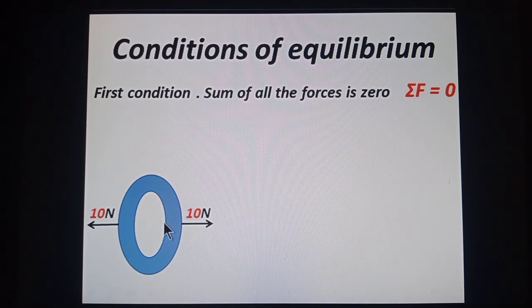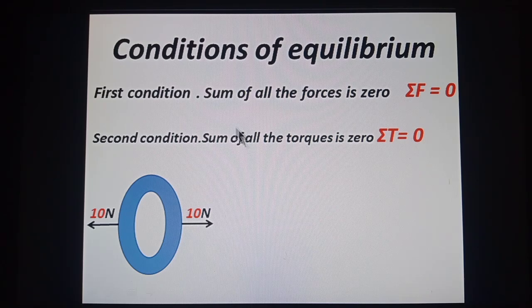It means that there must be another condition for a body to be in equilibrium, and that is called the second condition of equilibrium. According to the second condition of equilibrium, the sum of all the torques acting on a body should equal 0. Means clockwise moment or clockwise torque should balance the anti-clockwise torque for a body in equilibrium.